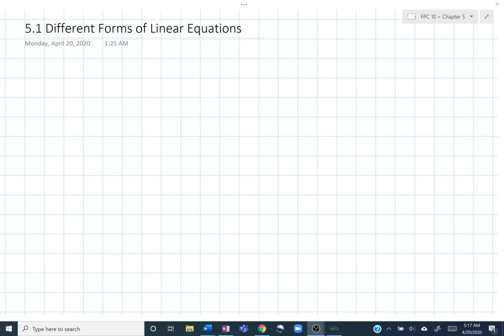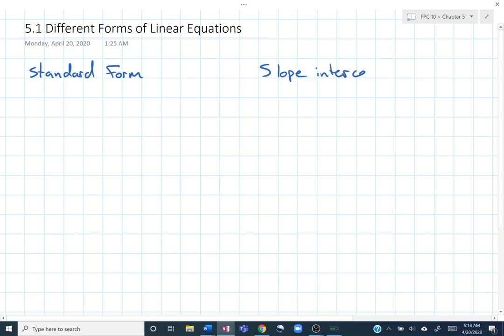Hi, and welcome to 5.1, different forms of linear equations. We are going to talk about two types of linear equations today. We're going to talk about standard form, and we're going to talk about slope-intercept form. Both of these you have seen before, but we just haven't given names to yet.